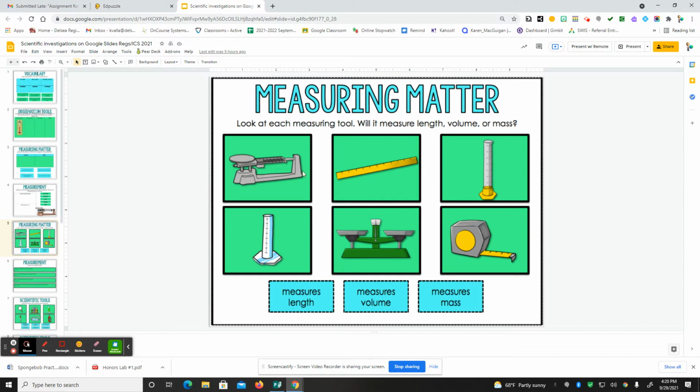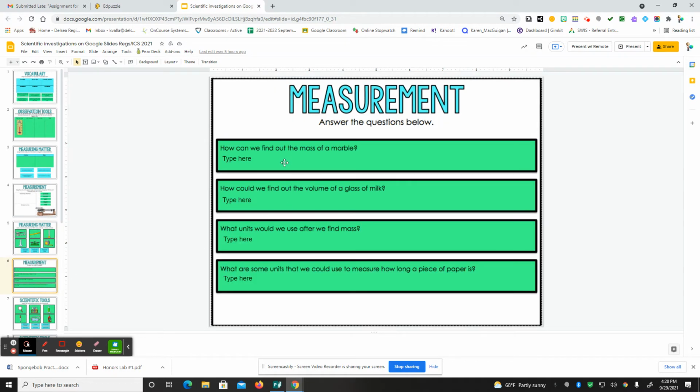So you're going to go through this triple beam balance, a metric ruler, graduated cylinder, tape measure, a digital scale, and a graduated cylinder. So you tell me what it will measure. Does it measure length? Does it measure volume? Does it measure mass?